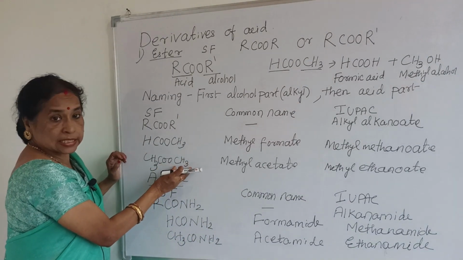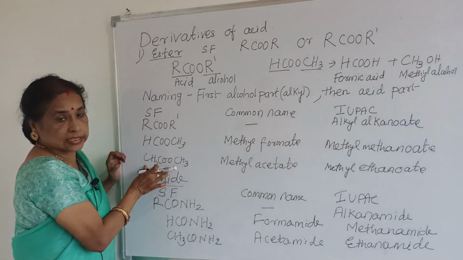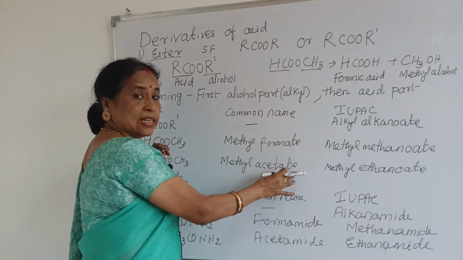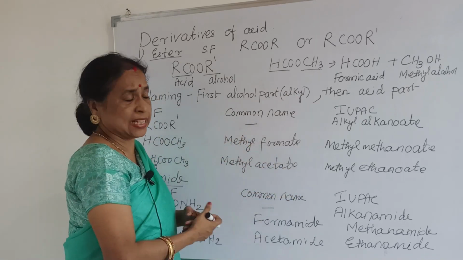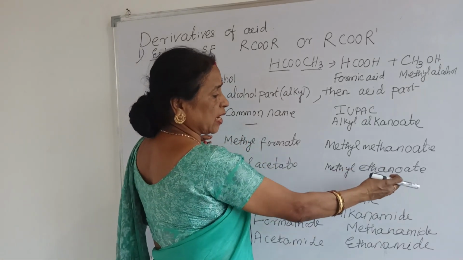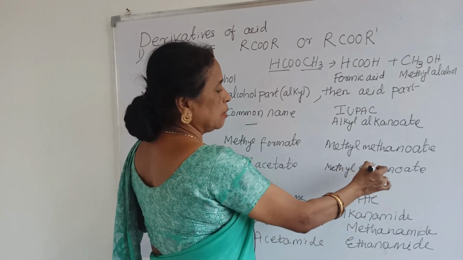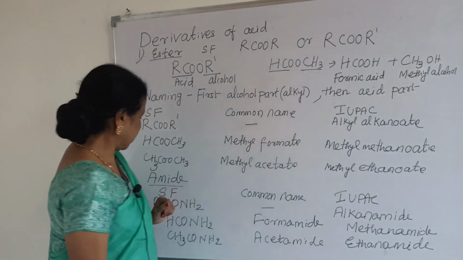CH3COOCH3, that means this is the alcohol part and this is the acid part, so methyl acetate. Acetate means it comes from acetic acid, and ethanoate comes from ethanoic acid, so it is methyl ethanoate.